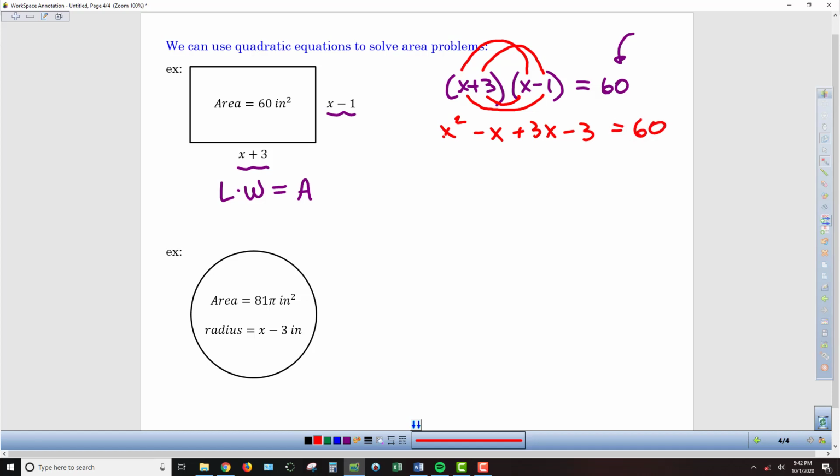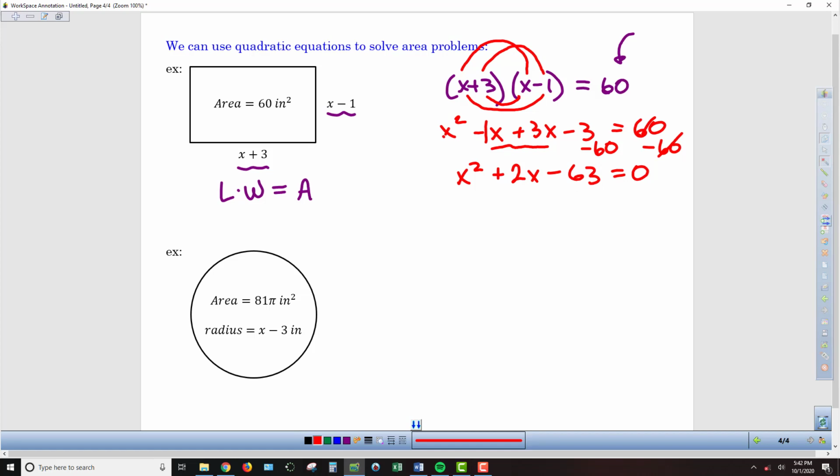So I've got some like terms to gather here, and I need to move that 60 to the other side. I'm going to do two things at once here. I'm going to subtract 60 from both sides, and I've got these like terms in the middle that I'm going to gather. So I'm going to have x squared plus 2x. Remember, this is negative 1x plus 3x in the middle, so that adds up to make 2x. And then minus 3 minus another 60 makes minus 63. And now that equals 0 on the other side.